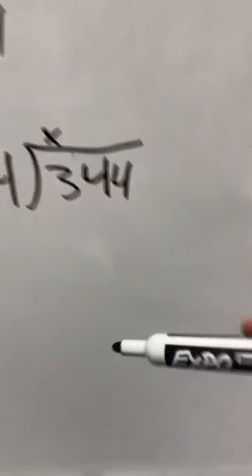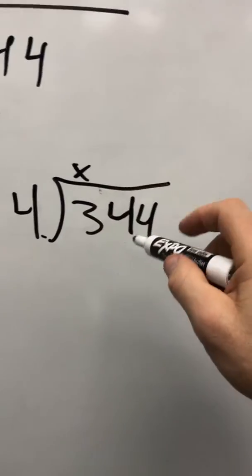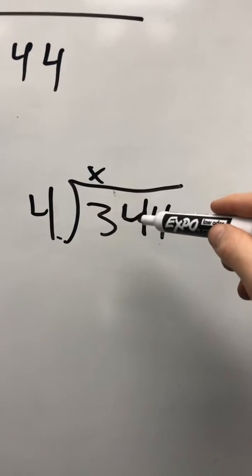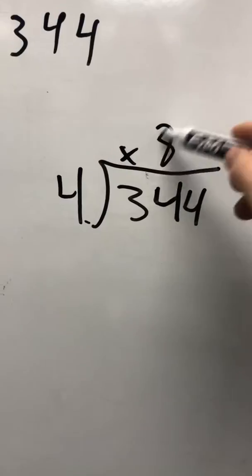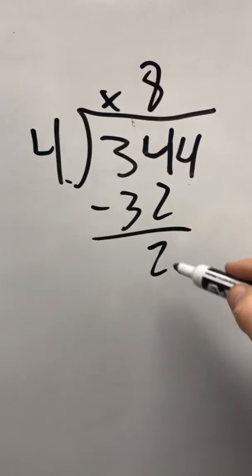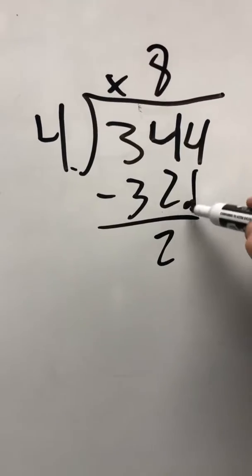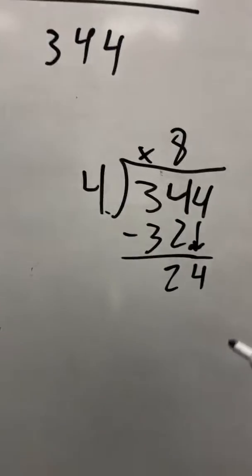Okay, so let's do that. Okay, does 4 go into 3? Nope. Does 4 go into 34? Yes. How many times? Well, 4 times 6 is 24. That's not big enough. 4 times 8 is 32. 4 times 9 is 36. So it's got to be 8. 32. Subtract, 2. Is 2 less than 4? Yep. Bring down your 4. Now remember, if you need to use Does McDonald's sell cheeseburgers, do that.